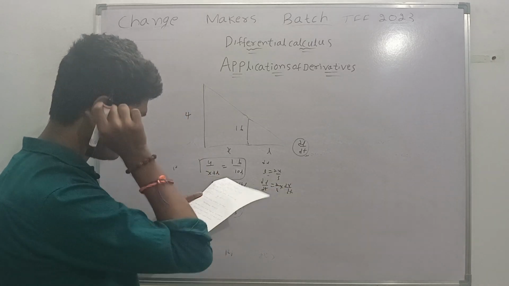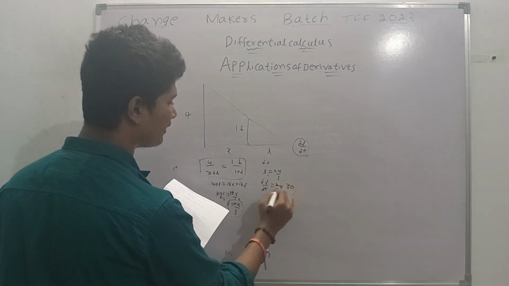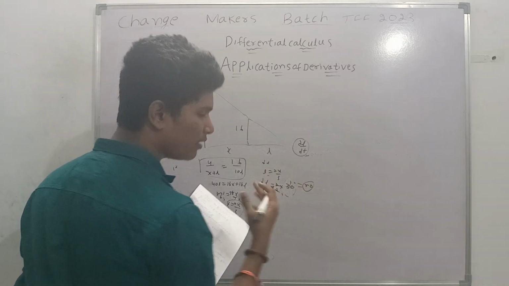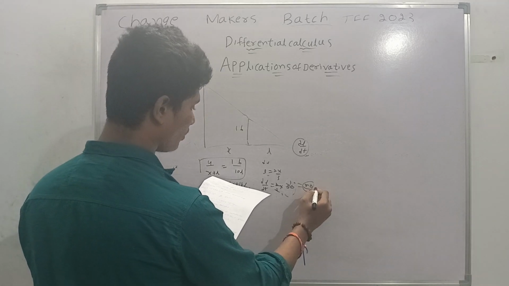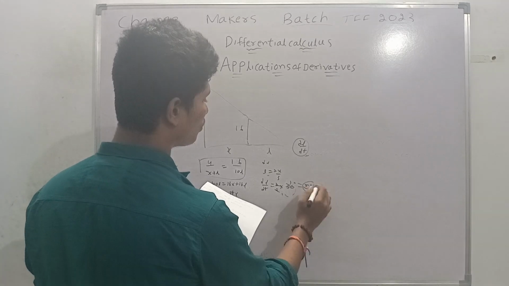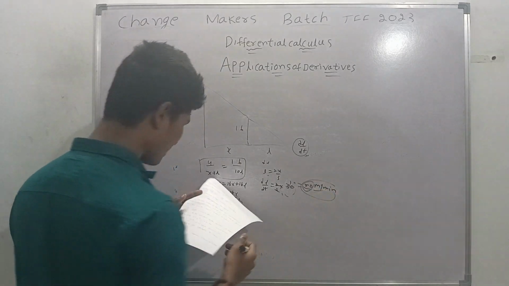They have given dx by dt, at how much speed the man is moving. That is 30 meters per minute. So 2 by 3 into 30 is 20. So basically the man's shadow is lengthening, that is, the length of the shadow is increasing at the rate of 20 meters per minute. It is very important. So basically this is the thing.